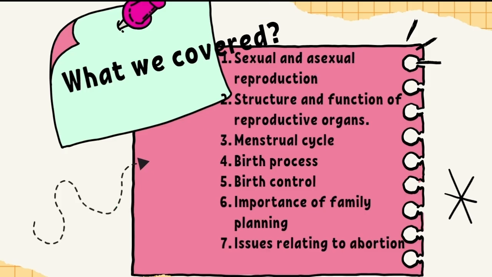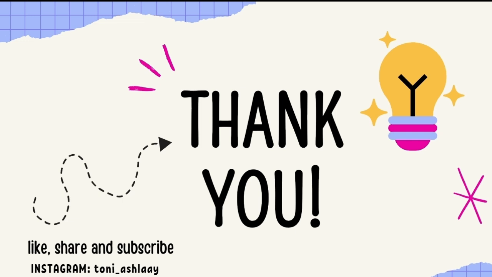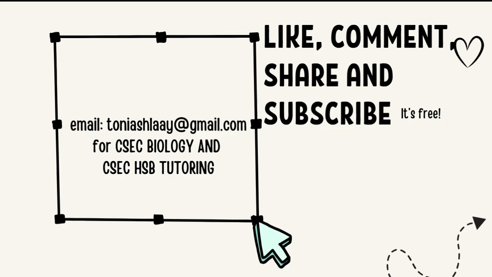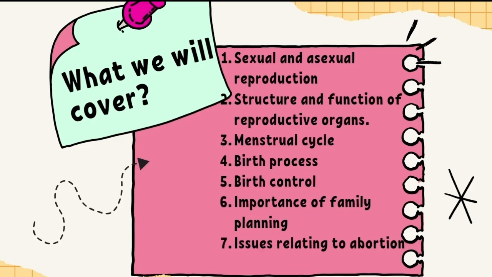So basically what we went through was sexual and asexual reproduction, the structure and function of the reproductive organs, the menstrual cycle, the birth process, birth control, the importance of family planning, and the issues relating to abortion, right? So this would be the end of the reproductive system topic. But take everything with a grain of salt. These are the main areas that fall under the reproductive system.